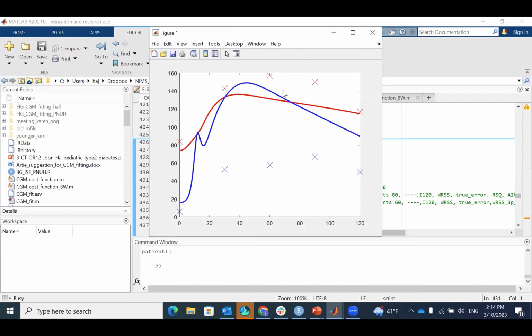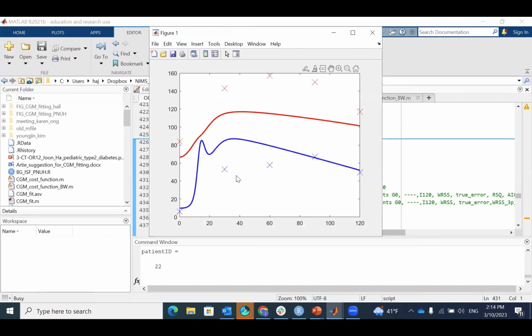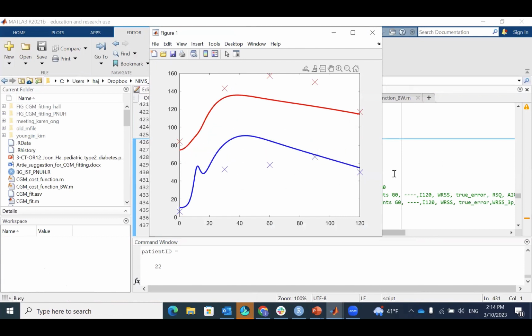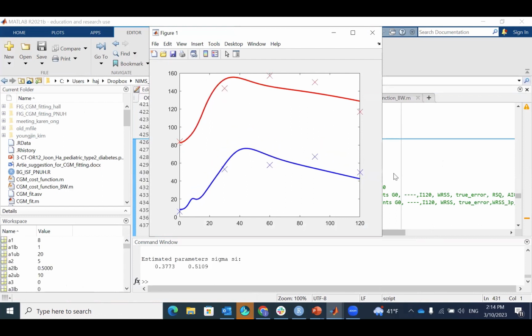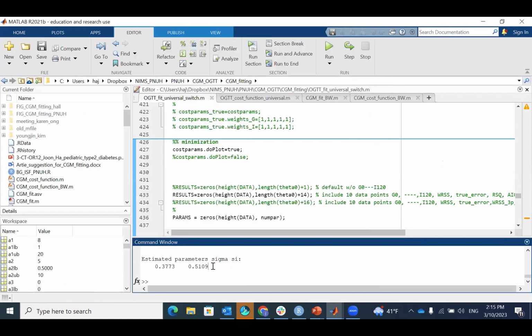As you can see, the red one is glucose and the blue one is insulin. The X markers are the data, and the curve is the simulation. It just takes some 5 or 6 seconds to estimate SI and sigma for one patient, where sigma is beta cell function and SI is insulin sensitivity. If you fit 100 patients, it takes less than 6 minutes.